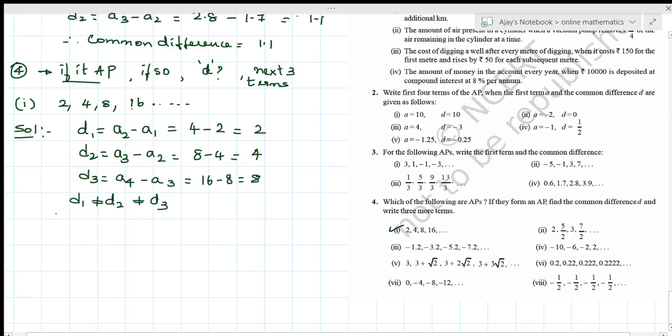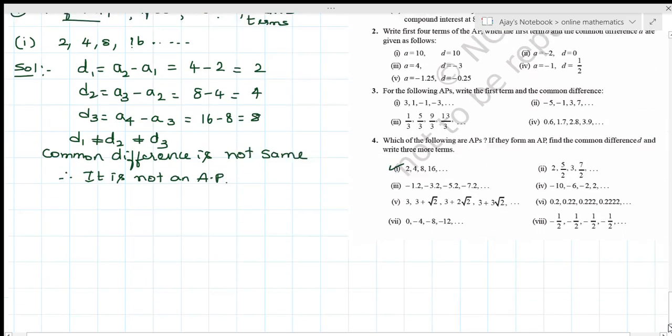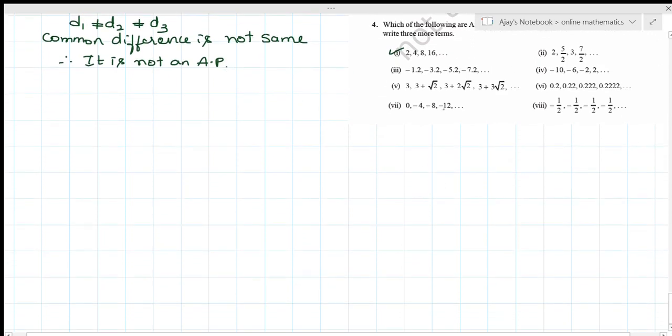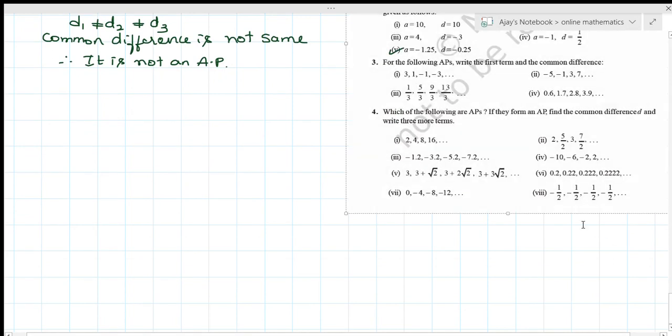So common difference is not same, and therefore it is not an AP. If it is not an AP, we need not find D, we need not find the next 3 terms. As the question is clear that if it is an AP, please find the next 3 terms, or else no need to find them. Understood? So next we go with question number 2.